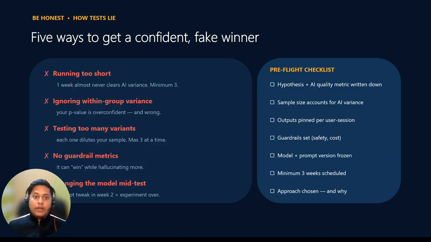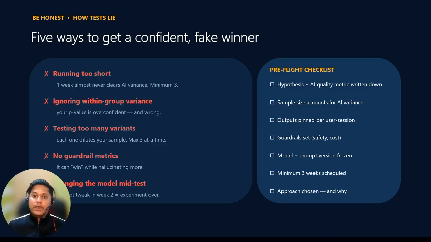And on the right is your pre-flight checklist, like 7 boxes, and I would genuinely tick these on paper before you launch anything. Hypothesis and AI quality metric, written down, right? Sample size that accounts for variance, output spin per session, guardrail set including cost, model and prompt version frozen, at least 3 weeks on the calendar, and the approach you choose with a written reason why.